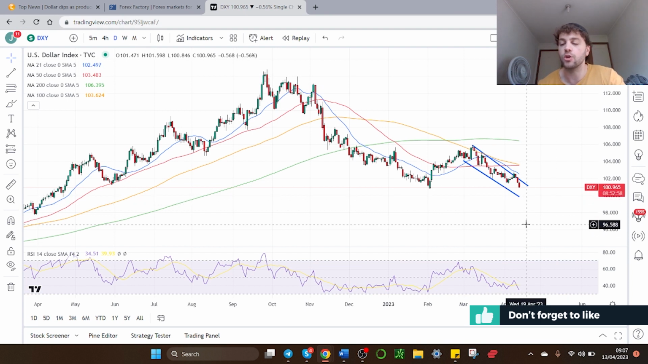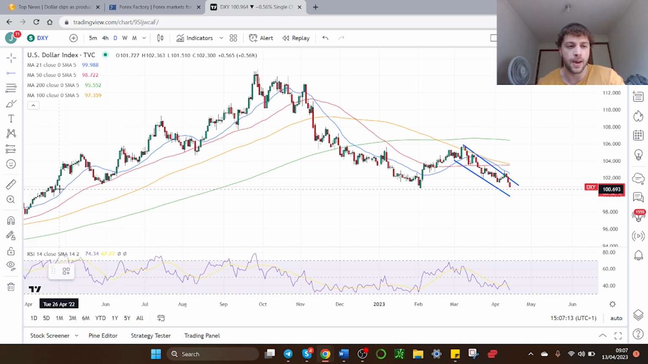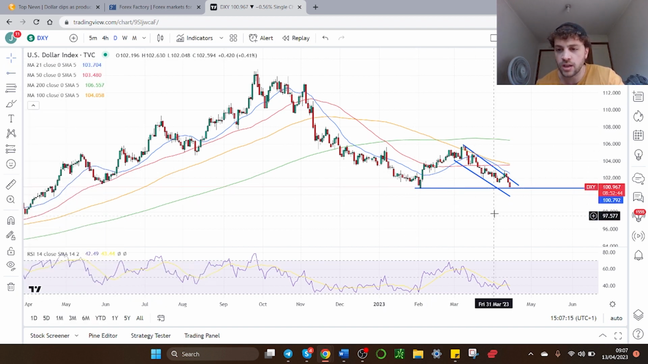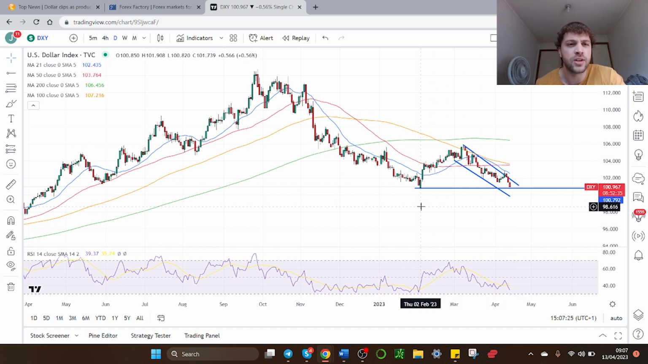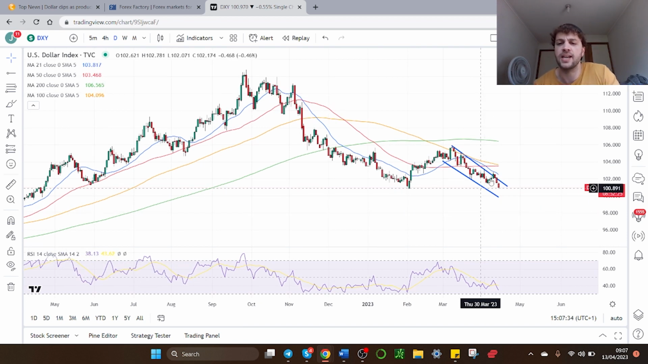As you can see here, the US dollar index, the DXY, failed last week to break above the short-term bearish trend channel. It's now well and truly back within the bearish trend channel. It looks like it's about to test its lowest levels of the year so far, or actually today it reached a low of 100.846, and on the 2nd of February it reached a low of 100.82. So it's come very, very close to testing yearly lows.